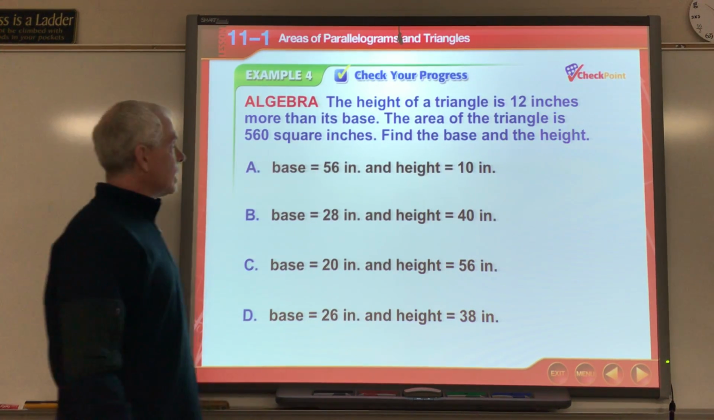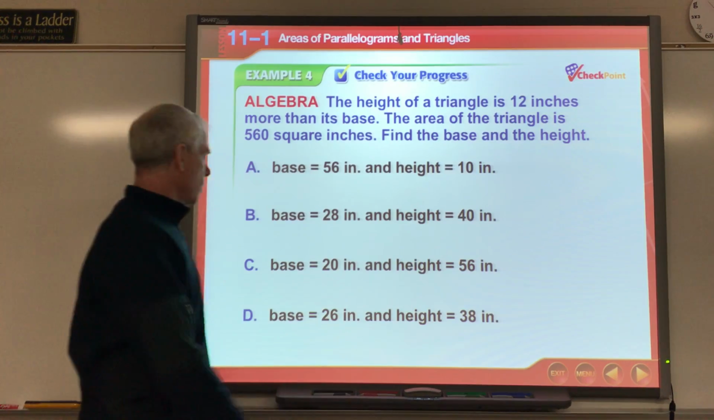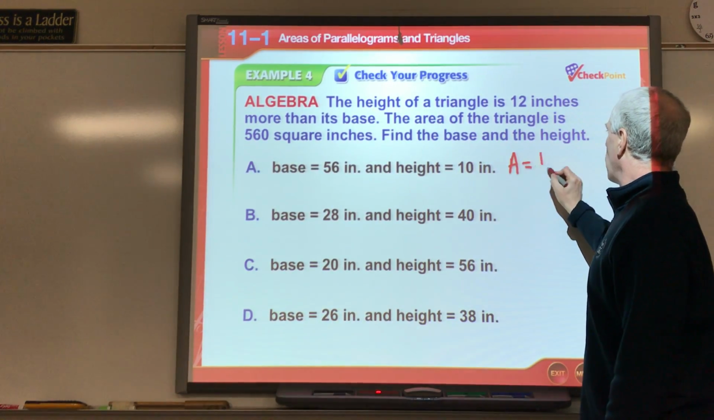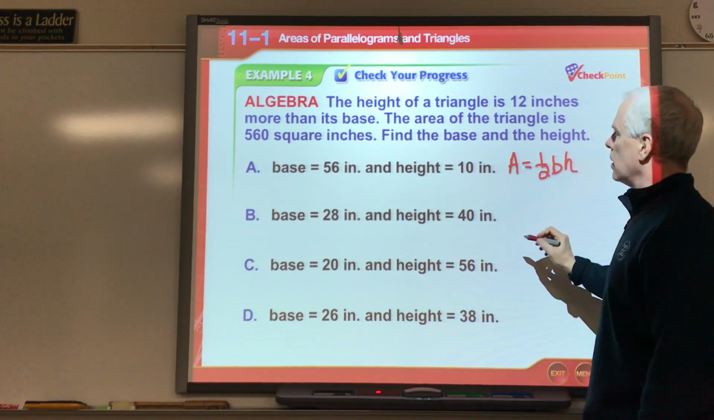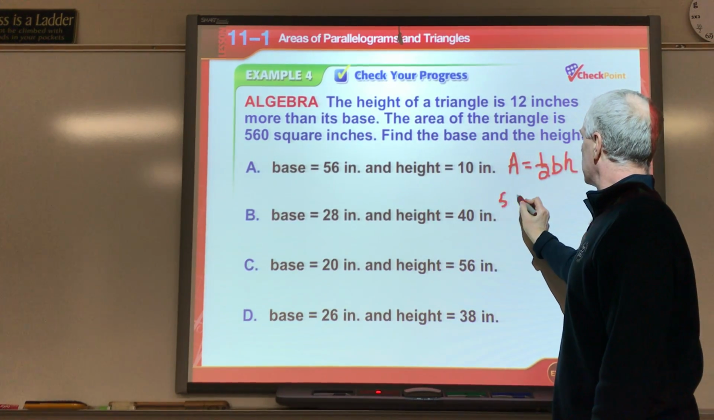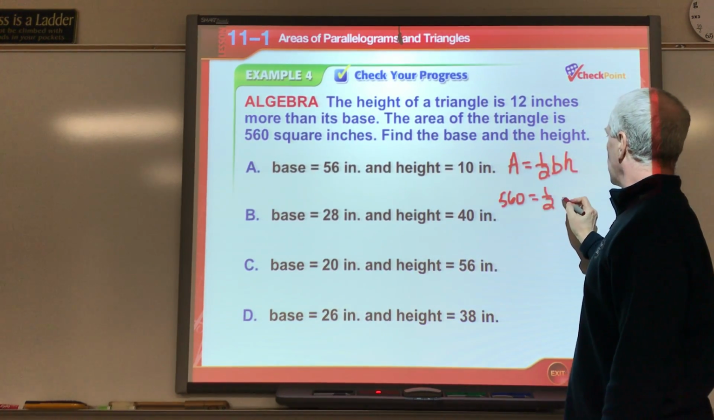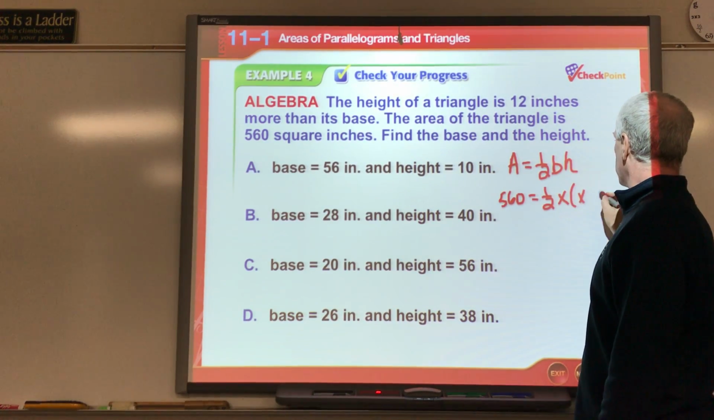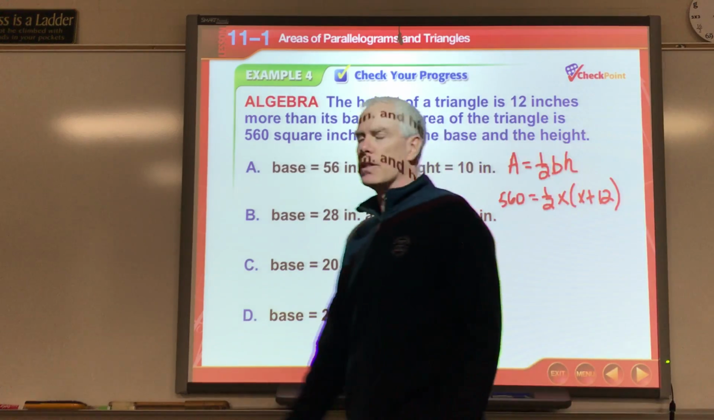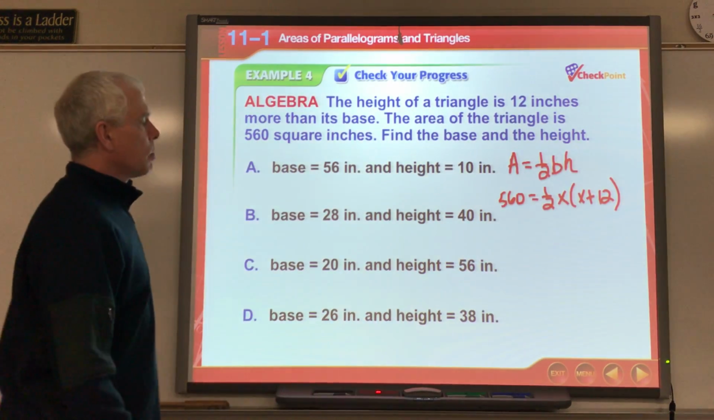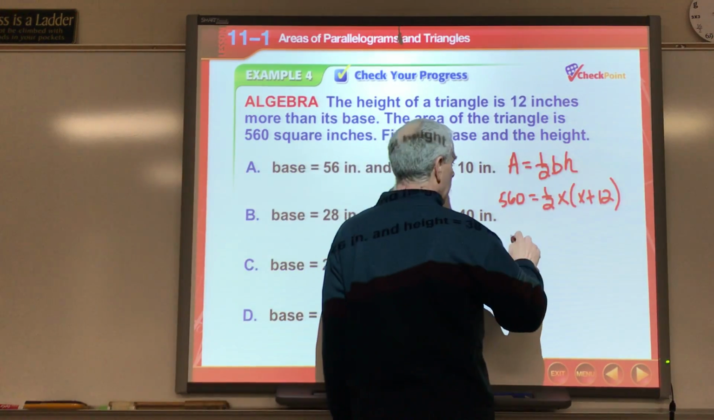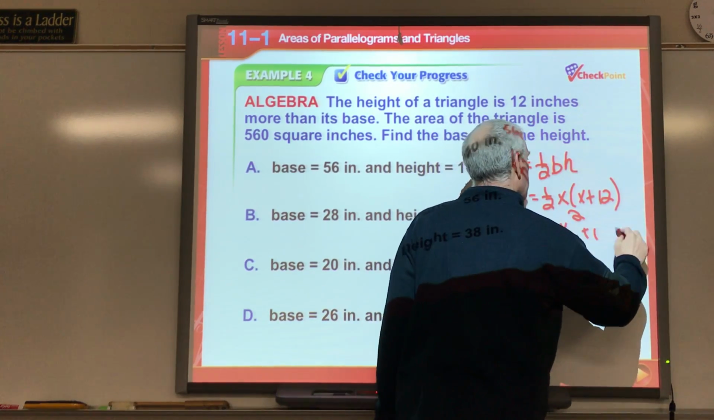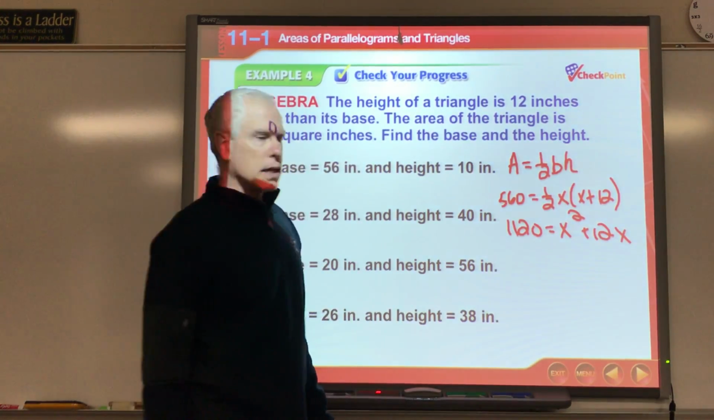Okay, so it says that the height is 12 inches more than the base. So let's apply our formula. Area is 1/2 base times height. They tell me the area is 560. We're going to let the base just be x, or b, however you want to look at that. And then the height is 12 more than that. So that's where I'm going to start, very similar to the previous slide. Multiply both sides by 2 to get rid of that 1/2. Distribute the x. I have a quadratic, so I'm going to get 0 on one side.